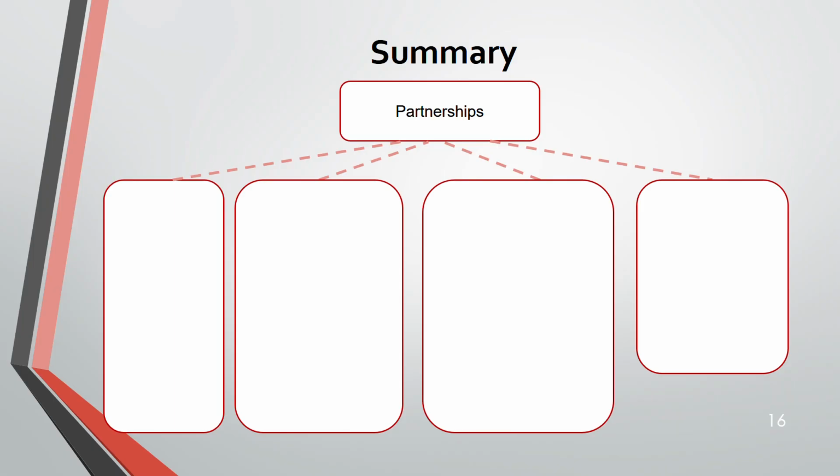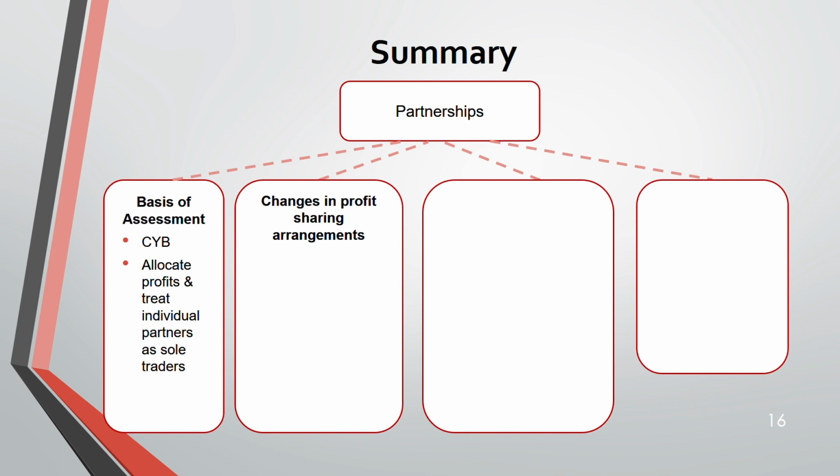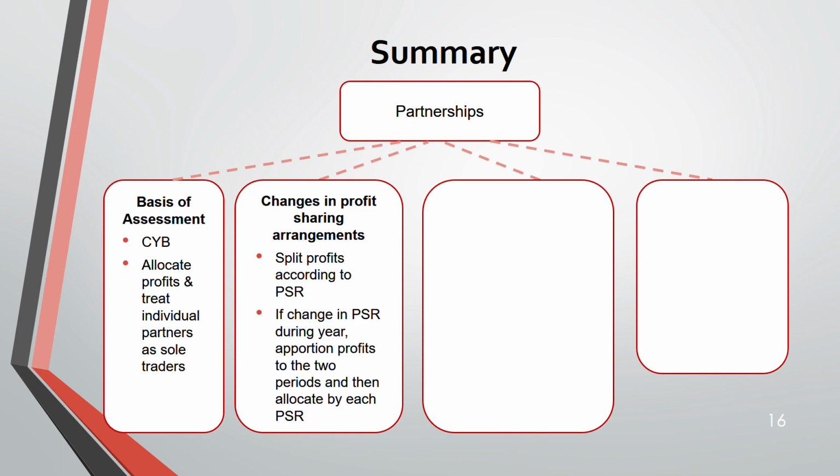So now let's summarize this lecture. Partnership is divided into 4 categories. First, basis of assessment. Current year basis is for the remaining partner who does not exit, who does not exceed and who does not enter. And then you need to allocate the profit and treat individual partner as sole trader. Then profit sharing, changes in profit sharing arrangement. Split the profit according to the profit sharing ratio. If the change happens during the year, you need to apportion the profit to 2 periods and then you allocate by each profit sharing ratio.